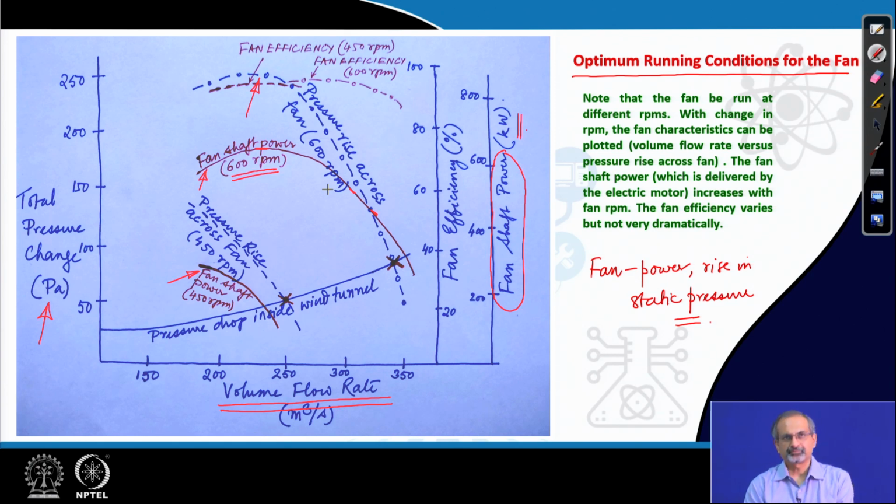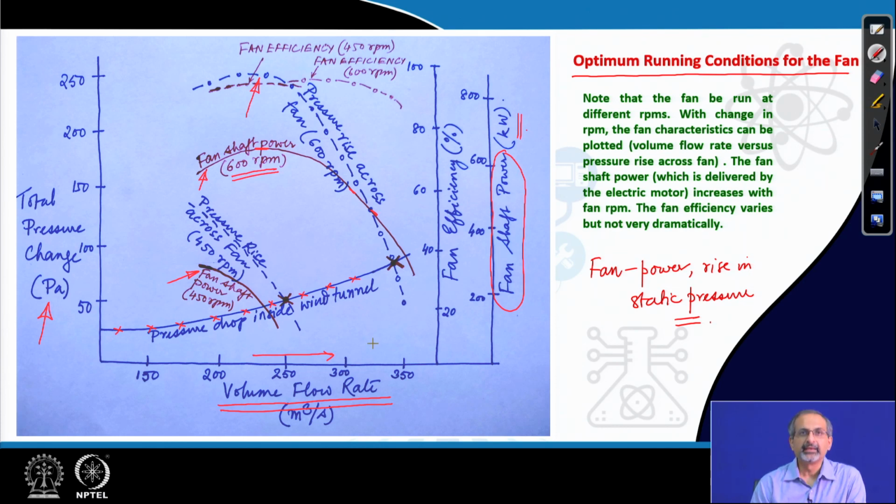But then again, we are not running the fan without any purpose, we are running it to drive the tunnel. So, we have to also look at how the tunnel characteristics look like. So, that is down here. If you look at this line, this is the pressure drop inside the wind tunnel, and therefore, as you can see, as the volumetric flow rate increases, that means the test section velocity is increasing, the pressure drop also is going to increase within the tunnel.